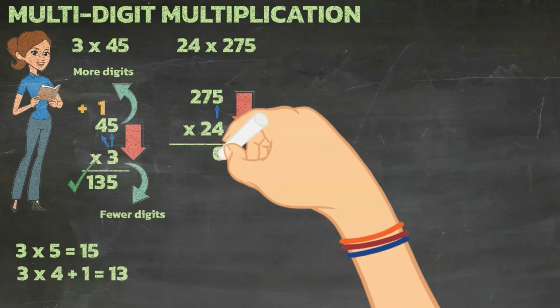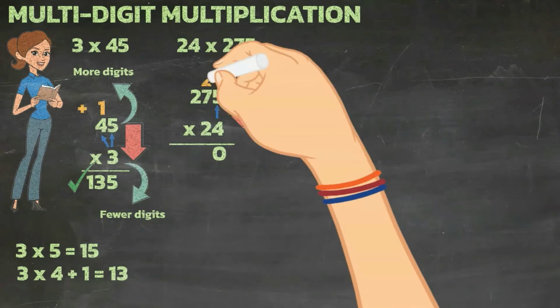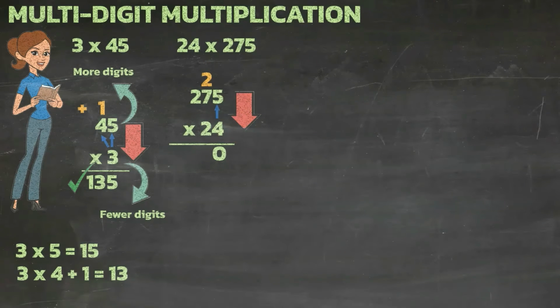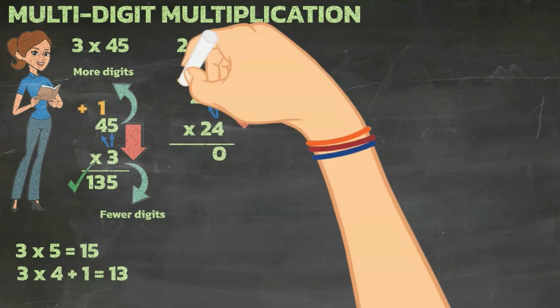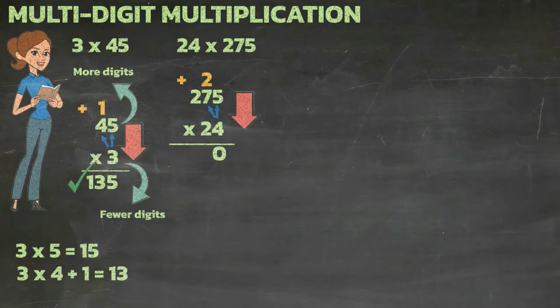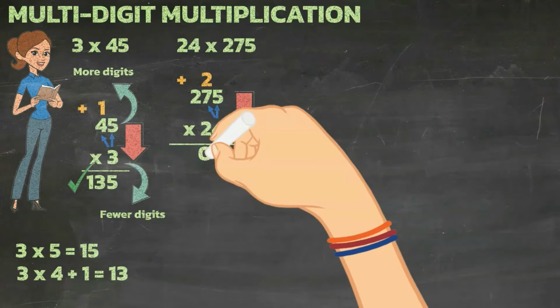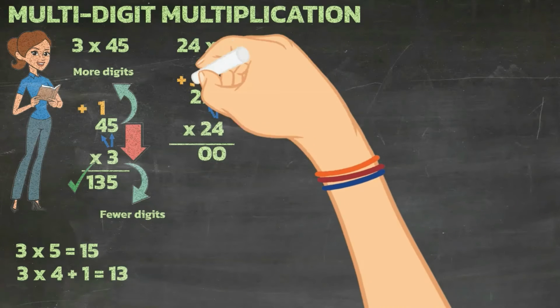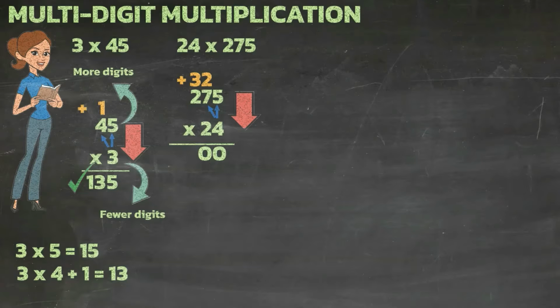Bring down 0. Bring up 2. Next. 4 times 7 equals 28, plus 2 equals 30. Bring down 0. Bring up 3. Next. 4 times 2 equals 8, plus 3 equals 11. There is no more digit in the next place of the factor on top, so 11 is simply brought down.